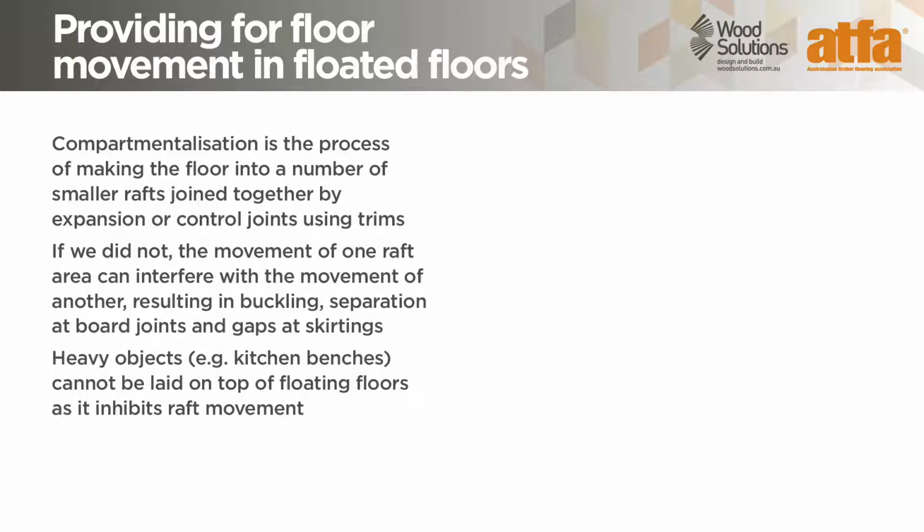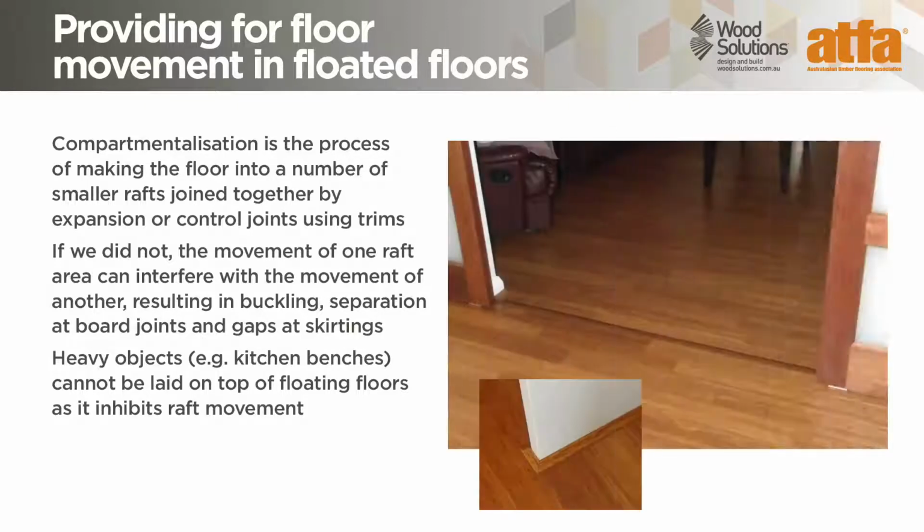Without this process, the movement of one raft could upset the movement of another, resulting in buckling, separation at board joints and gaps at skirtings. Heavy objects, for example kitchen benches, cannot be laid on top of floating floors, as it inhibits raft movement. The images show a control joint across a doorway and a scotia around a kitchen bench.